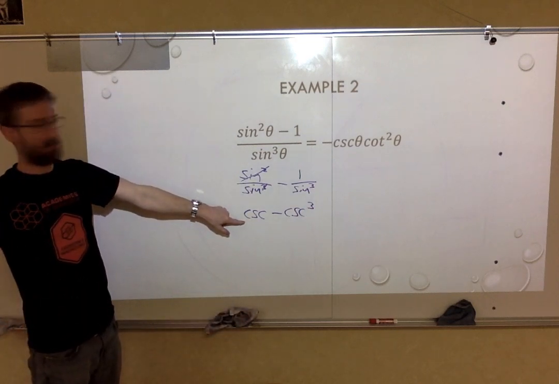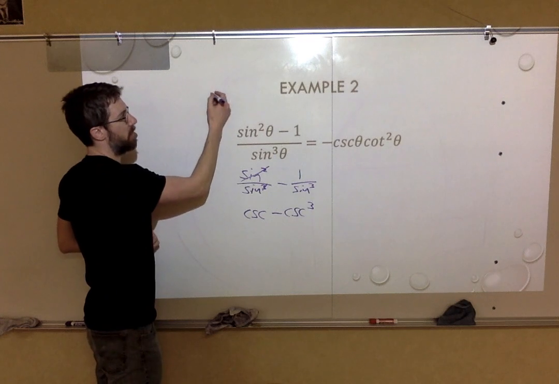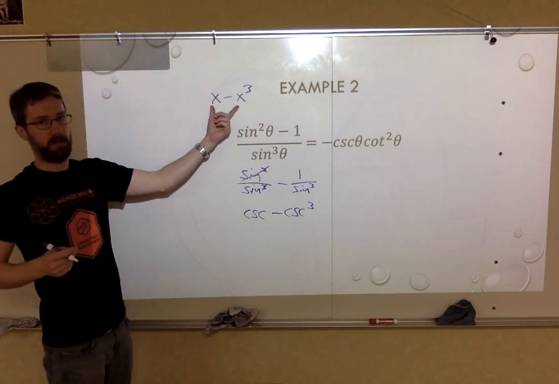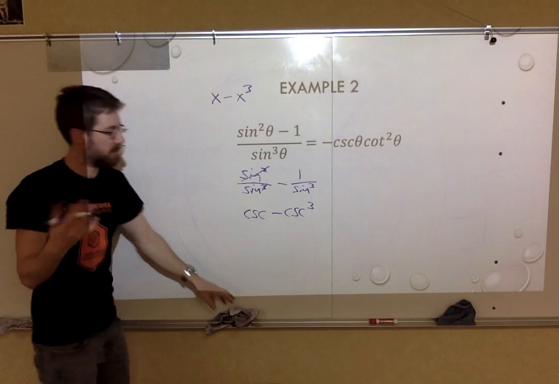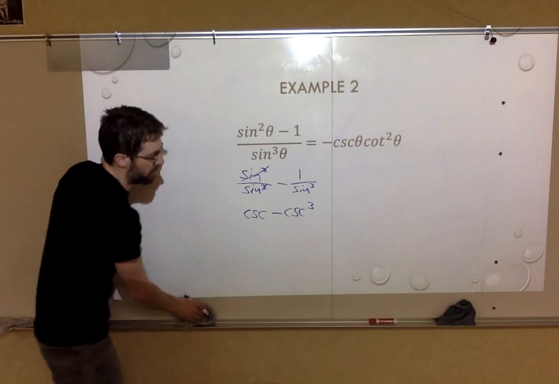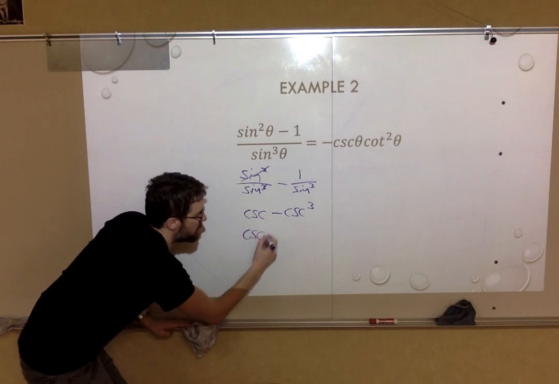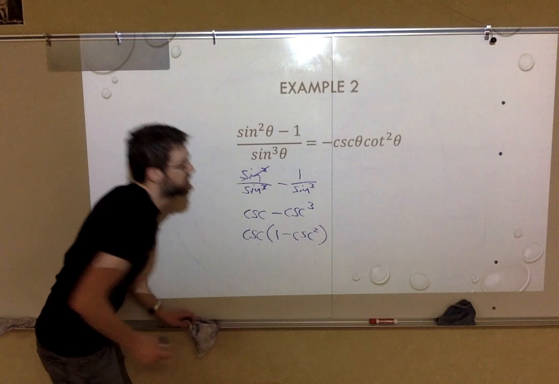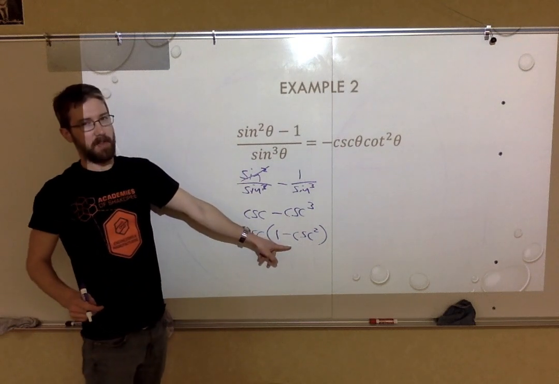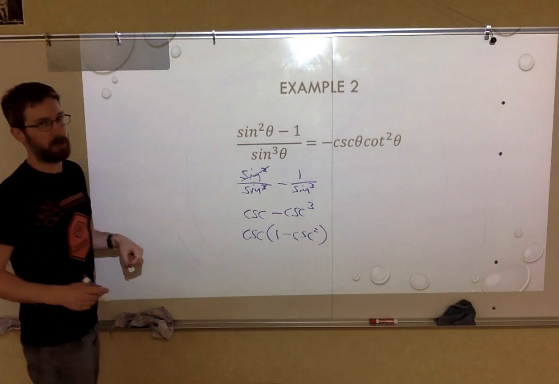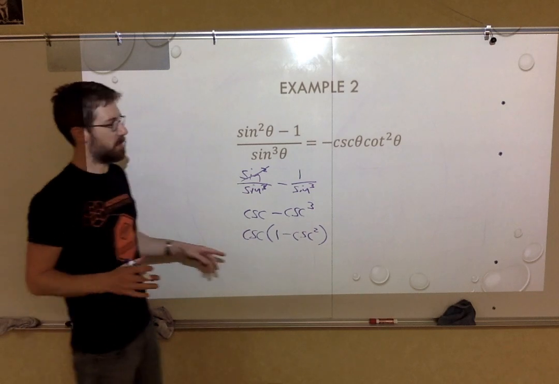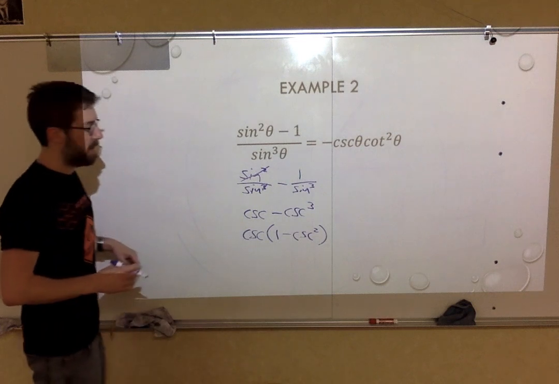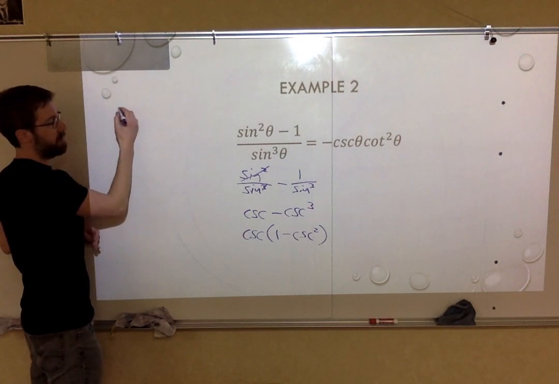I've got something that I can factor again, right? Because if this were x minus x cubed, I could see that I've got a GCF there. I'd factor out an x. Same thing. I'm just factoring out a cosecant. So cosecant times 1 minus cosecant squared. This is a Pythagorean identity. It's not equal to cotangent squared, though. And if you think about it, it has to be negative cotangent squared. So that's a little hint as to what the next step should be.